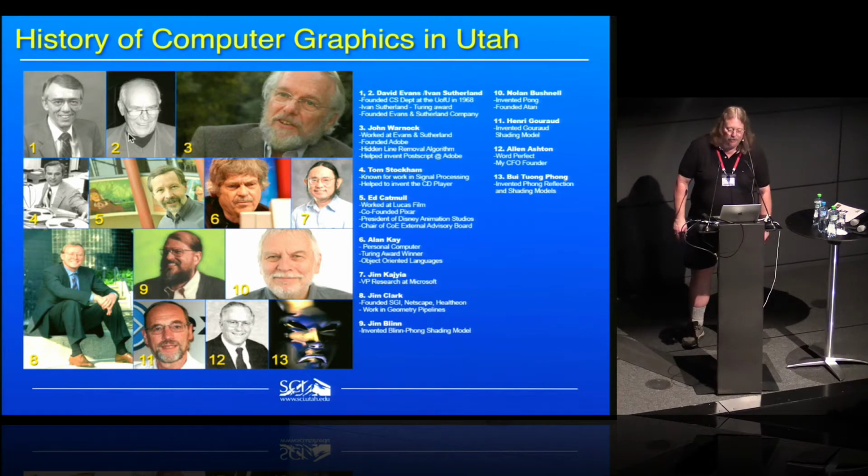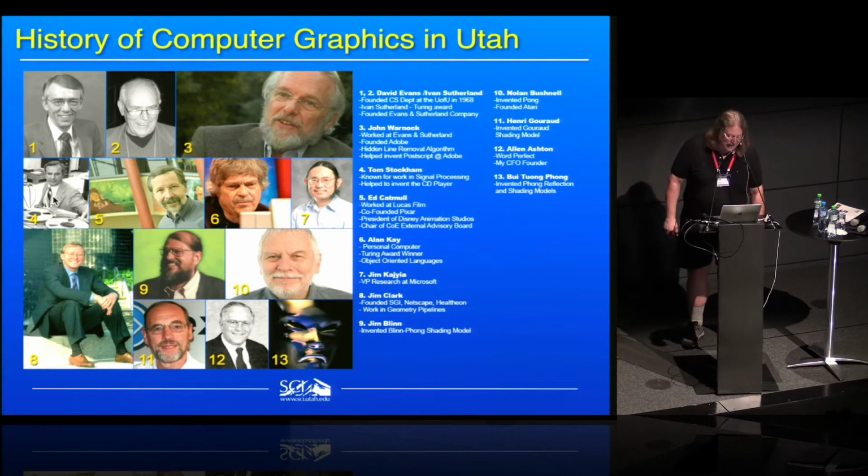Ivan had created the first interactive computer graphics program, called Sketchpad. Ivan would later receive a Turing Award for his work in computer graphics, also a Kyoto Prize. The third guy was Tom Stockham, a signal processing person. He created the technology for the CD-ROM. He also helped unerase parts of the Watergate tapes back during the Nixon era, which people thought was either great or not.